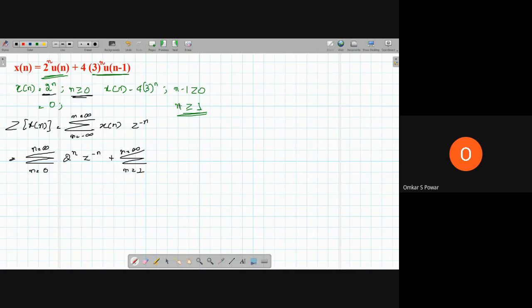Why 1 to infinity? Here there is a range for the second term I have written. So I will always suggest you write the mathematical expression first. Then what we have got? 4 into 3 to the power of n z to the power of minus n.